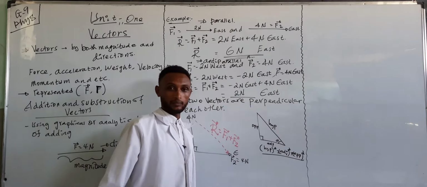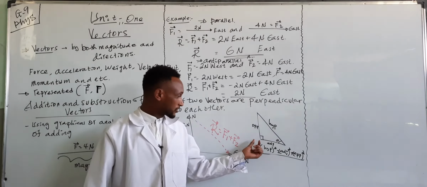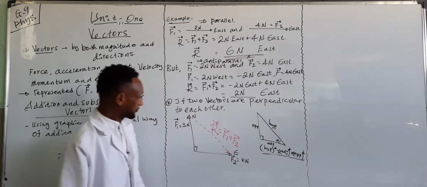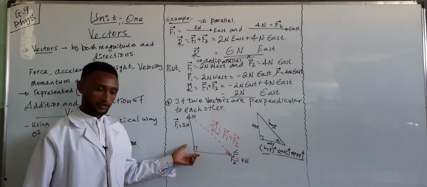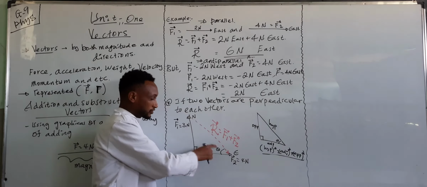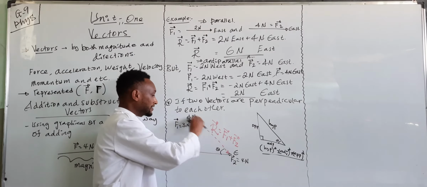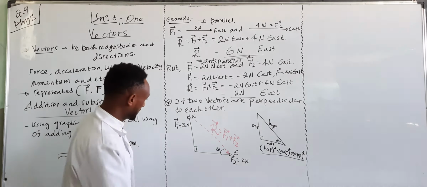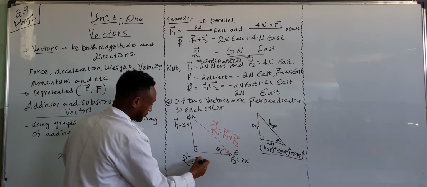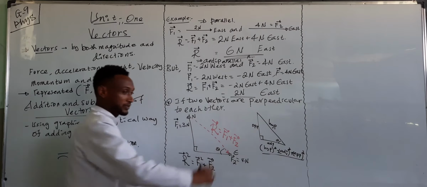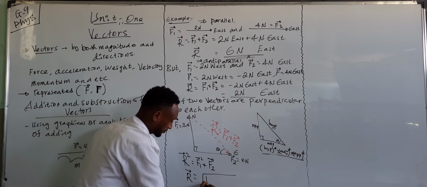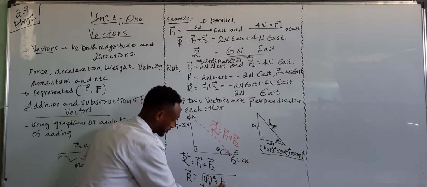That means the Pythagoras theorem. In a right angle triangle, the hypotenuse squared is equal to the adjacent side squared plus the opposite squared. Now apply that Pythagoras theorem here. Since they are perpendicular to each other, force 1 is the opposite side for this angle, force 2 is the adjacent side for this angle, and the resultant is the hypotenuse of this angle theta. According to the Pythagoras theorem, the resultant squared is equal to force 1 squared plus force 2 squared. That means the resultant is equal to the radical of force 1 squared plus force 2 squared.